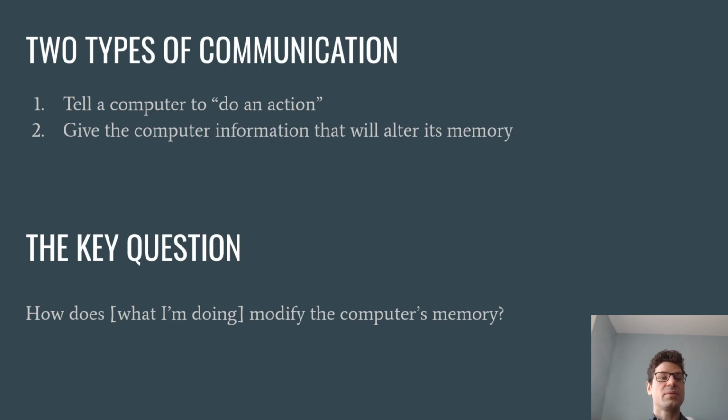When you're a developer, for every line of code you write, you should be asking yourself, how does this modify the computer's memory? Because that's the only way you're going to truly understand what's happening inside the computer's brain and be able to write reliable and effective code.